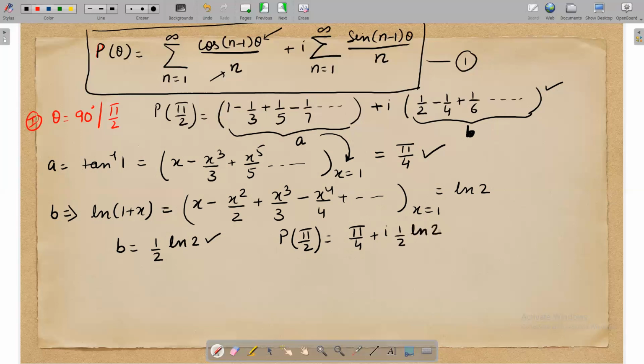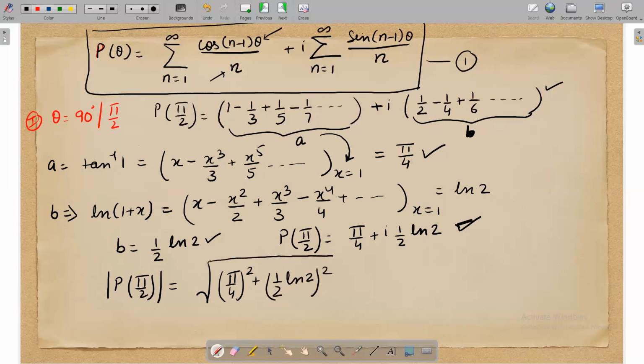What you need in the question is the distance. Distance of the endpoint from the origin means nothing but the modulus of this complex number. So let's find the modulus of this complex number. We are calculating the modulus of P pi by 2, which is going to be equal to the square root of (pi by 4) squared plus (1 by 2 ln 2) squared.